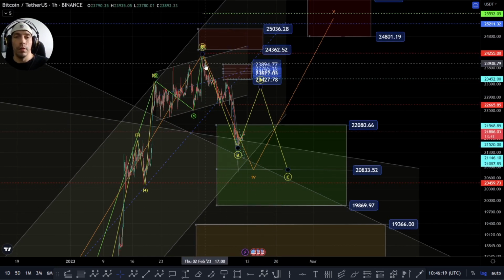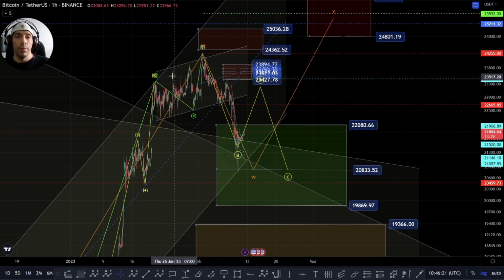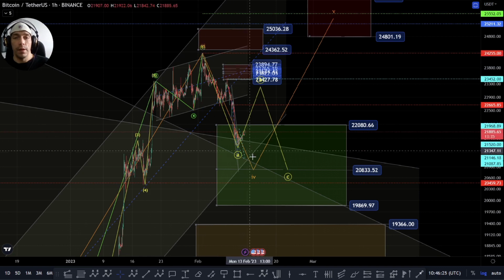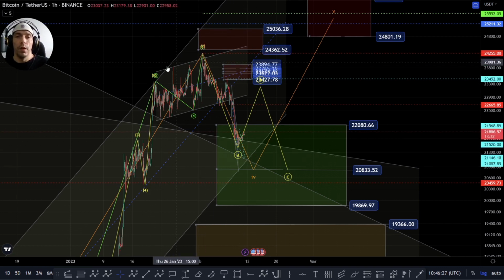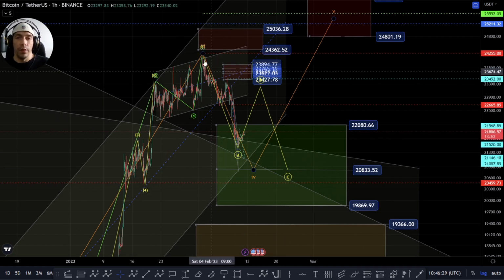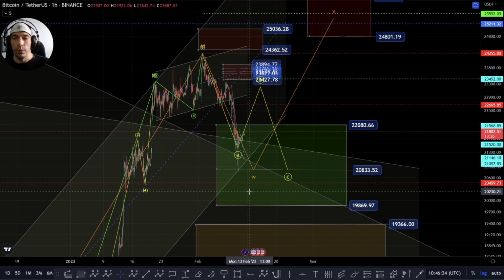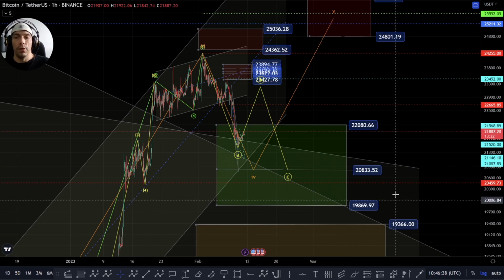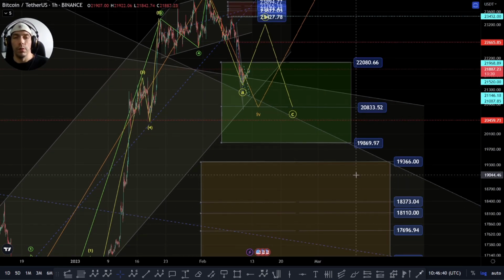At the moment, the structure isn't looking impulsive, and the fact that we can count it as a flat from back here, and it's still obeying the channel, that's my primary expectation. But if we do start to lose some of these key areas, like this previous fourth wave, this 20,230, we can argue that we're going to potentially look to push much deeper down into these ranges.